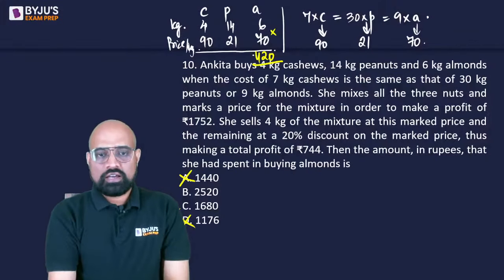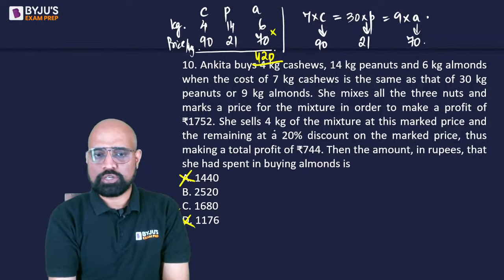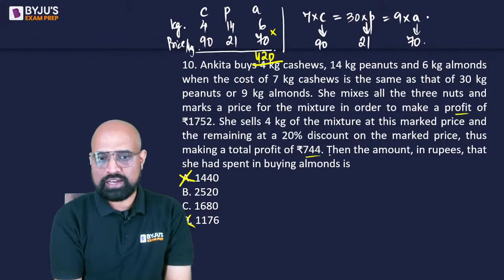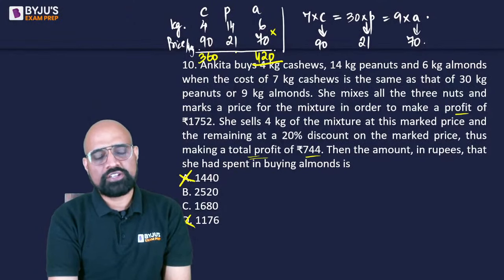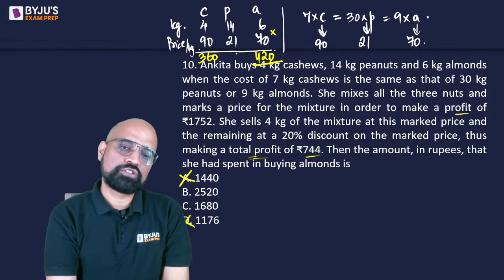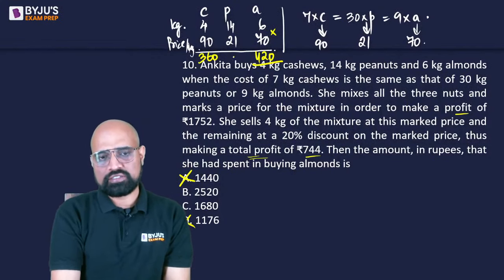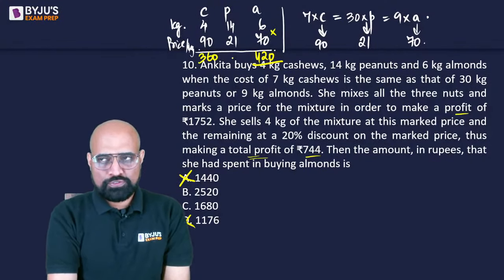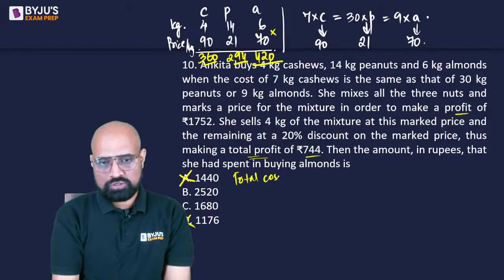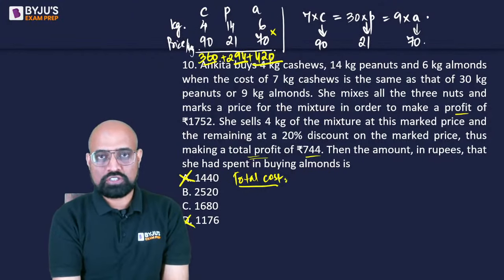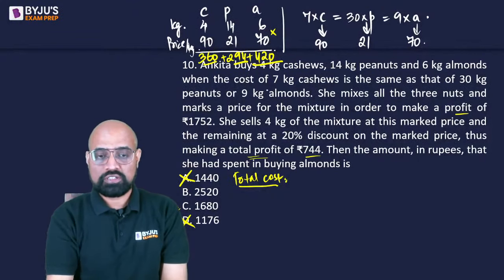Now, let's calculate the total price because they're talking about profit overall and total profit, right? She's talking about total profit. So 4 into 90, this is going to be 360 rupees. 14 into 21, this is going to give us 294. So if I talk about total cost, assuming that C is the answer, the total cost will be 4 times our assumed cost.